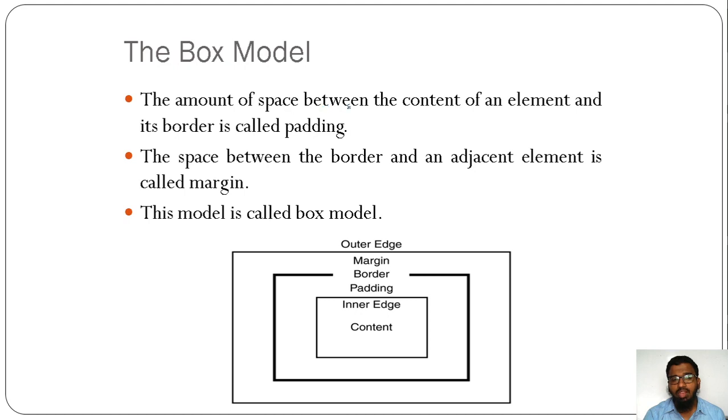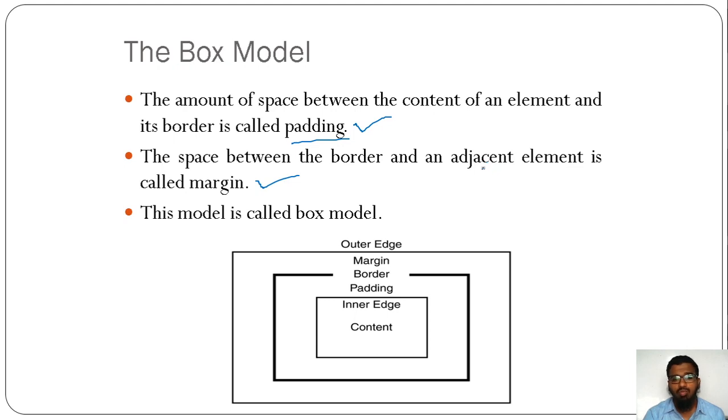The amount of space between the content of an element and its border is called padding. Remember this. The amount of space between the content, whatever the content in the table of an element, and its border is called padding. Next, the space between the border and an adjacent element is called margin.